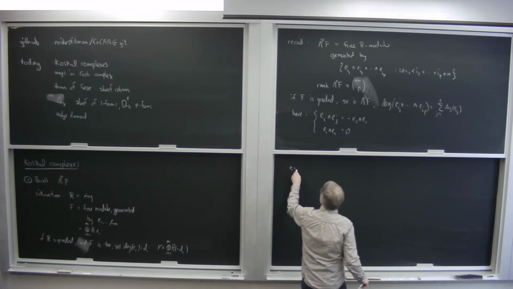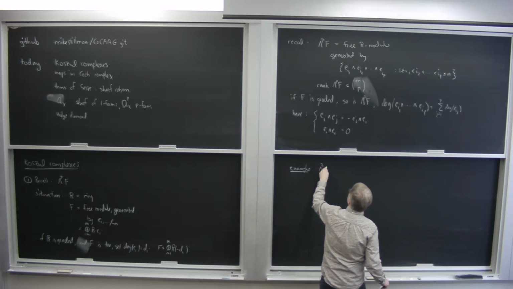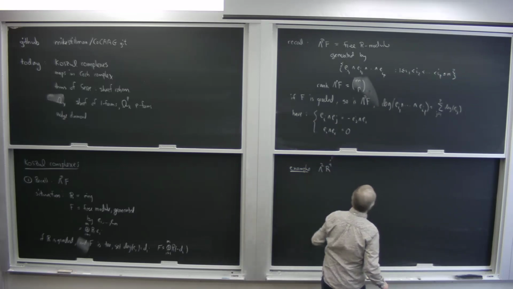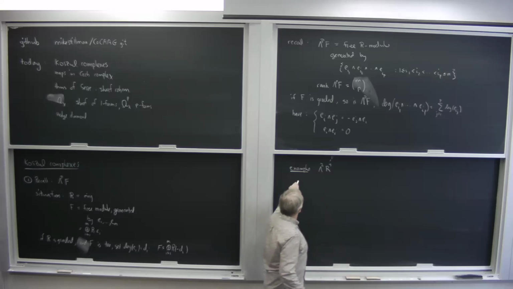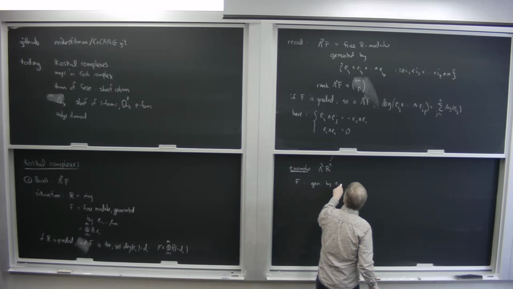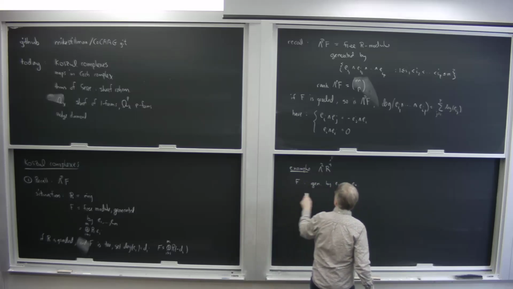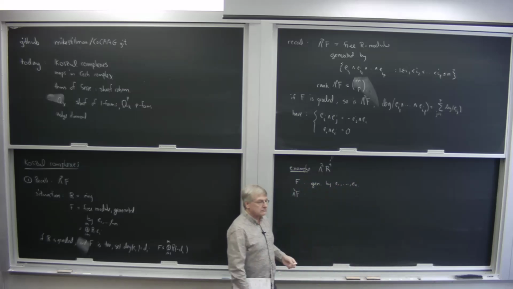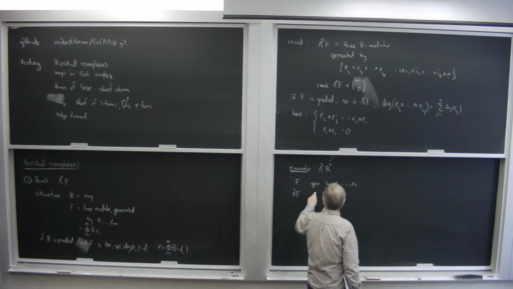So for an example, how about if I take wedge 2 of R to the 4? So this is F here, R to the 4, and it's generated by E1 to E4, and wedge 2 of F is now generated by all things of two things. So here is a real problem though.